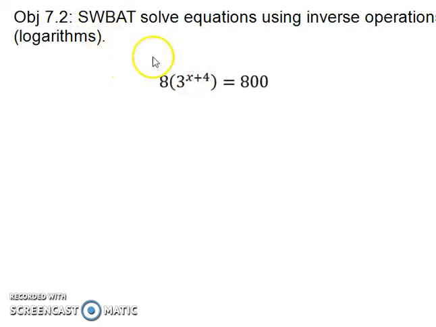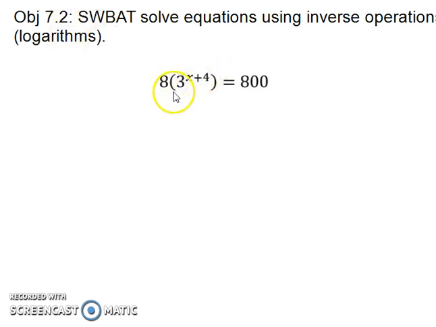Alright, so our objective today is that you solve equations using inverse operations with logarithms. In the last video, we solved equations that had logarithms in them using exponents. This video is going to have equations that have exponents in them, and we're going to solve using logarithms.